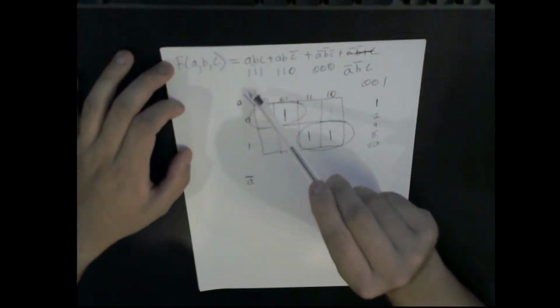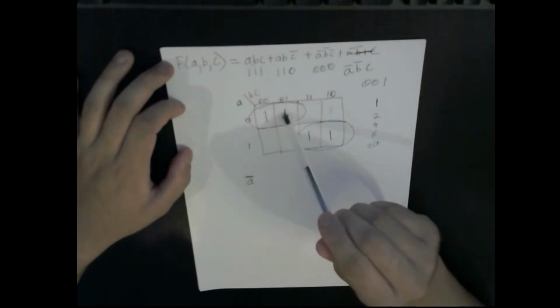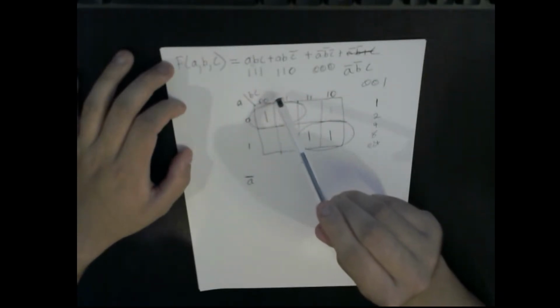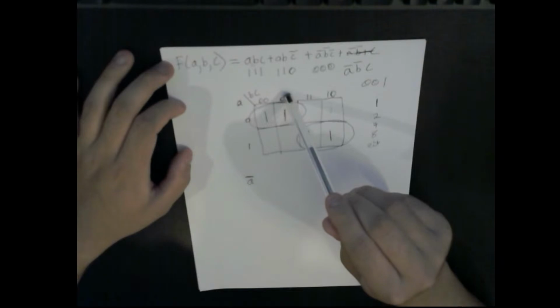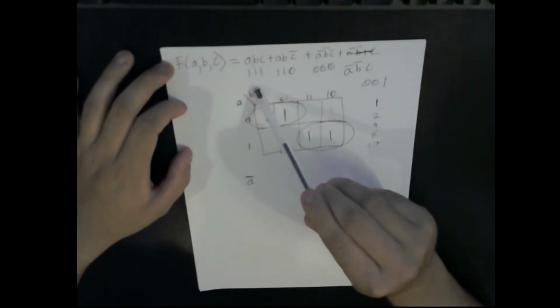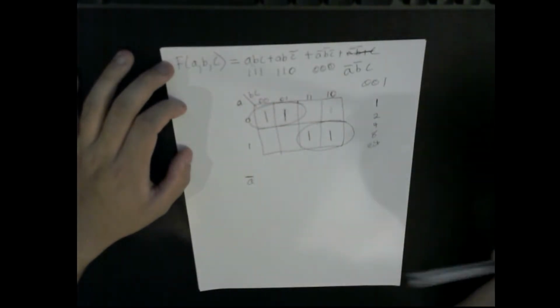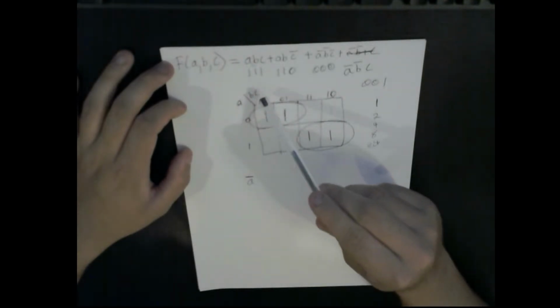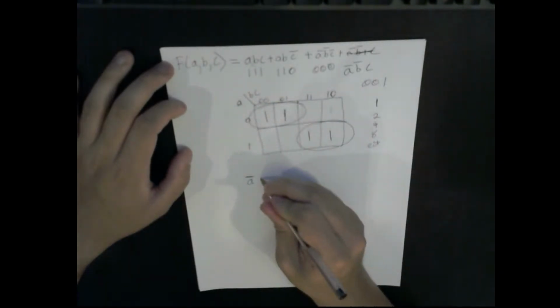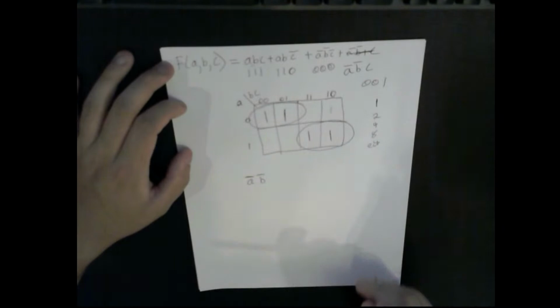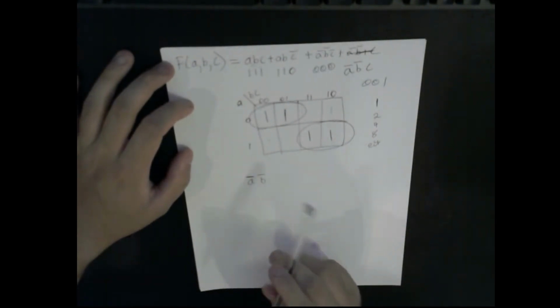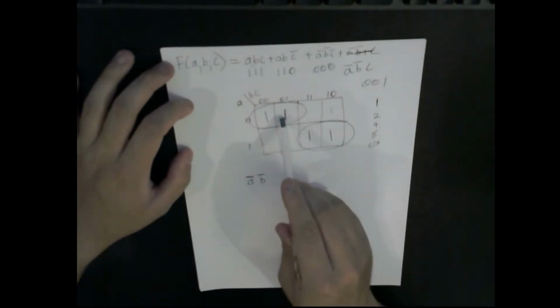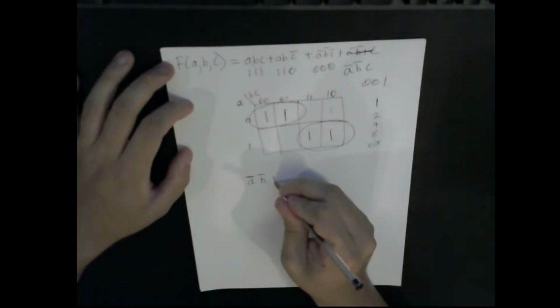Let's look at this BC term. From here to here, we go from 0, 0 to 0, 1. What's the term that's changing? Well, it's C. So C is the term that's going to be factored out here, and B remains 0. So it's going to be B naught. We just came up with the SOP term that corresponds to this prime implicant. So I'm going to write a plus here and move on to the next one.